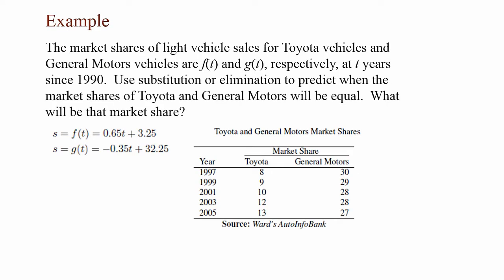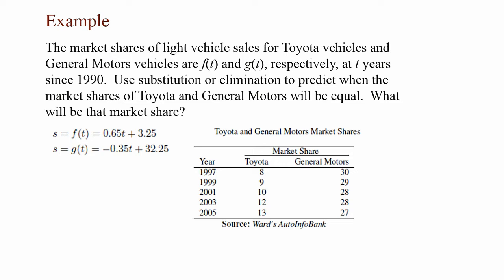In this example, the market shares of light vehicle sales for Toyota vehicles and General Motors vehicles are F of t and G of t, respectively, at t years since 1990. Use substitution or elimination to predict when the market shares of Toyota and General Motors will be equal. What will be that market share?